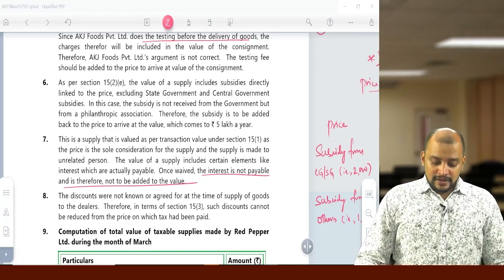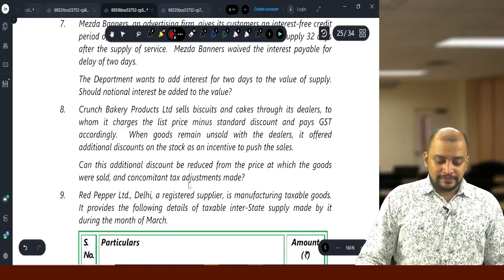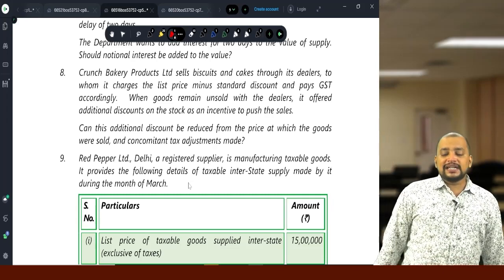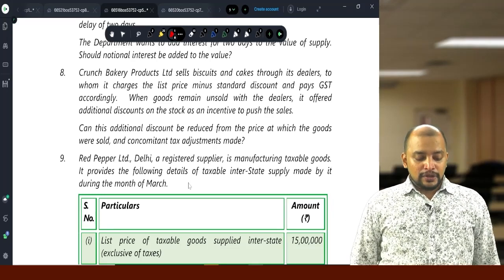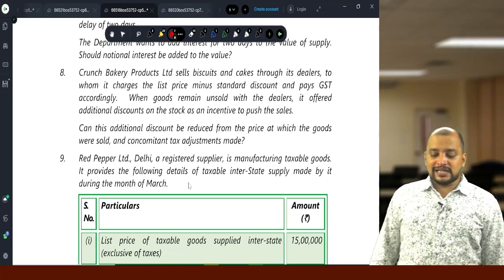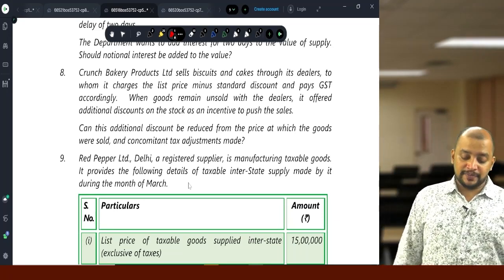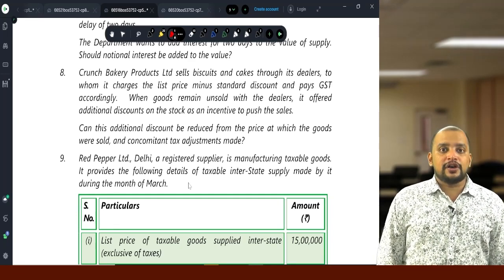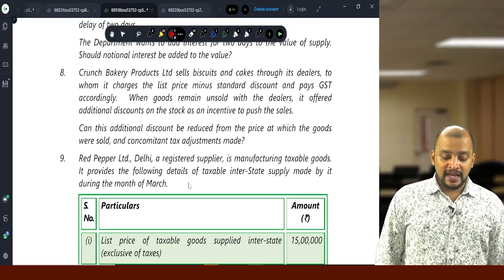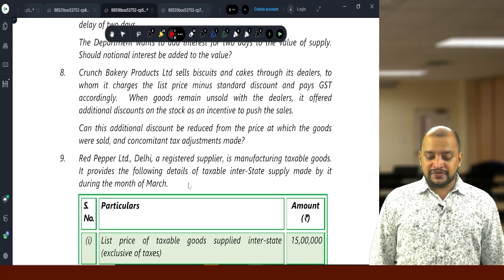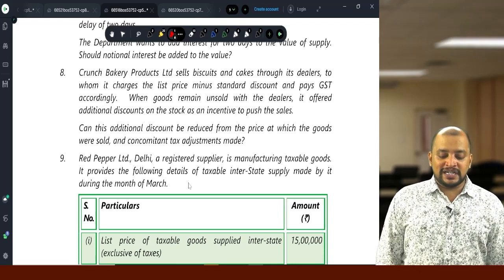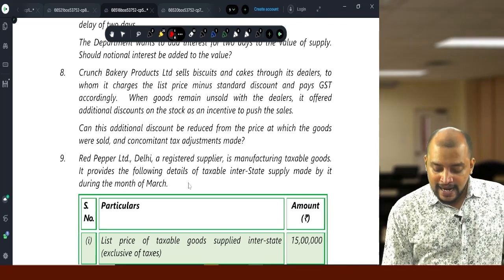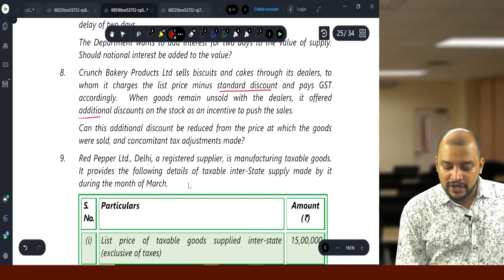Then question number 8. Crunch Bakery Products Limited sells biscuits and cakes through its dealers, to whom it charges the list price minus standard discount and pays GST accordingly. When the goods remain unsold with the dealers, it offered additional discount on the stock as an incentive to push the sales. Can this additional discount be reduced from the price at which the goods were sold and concomitant tax adjustments be made? There are two discounts here, standard discount and additional discount.